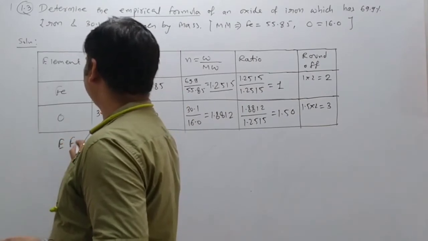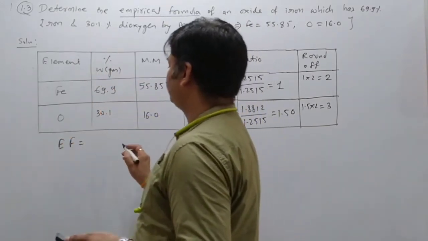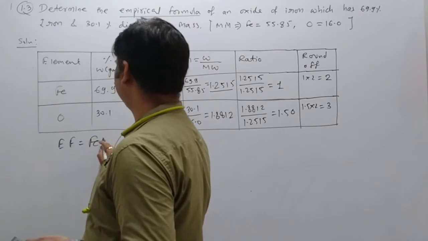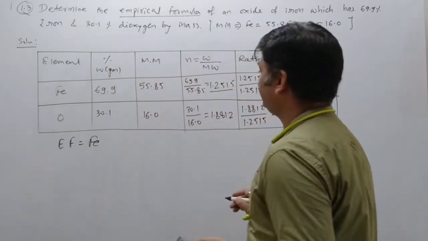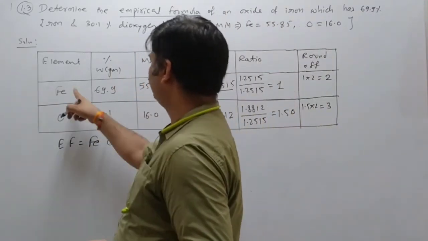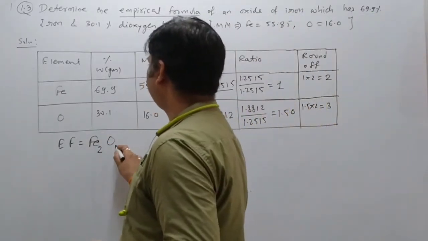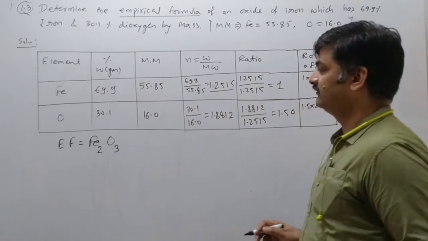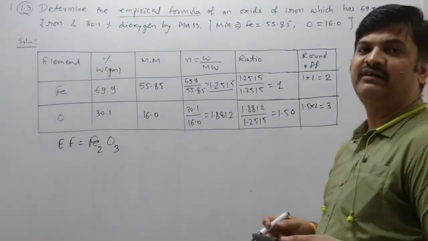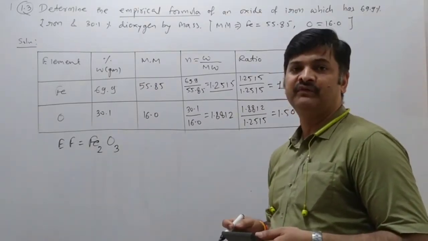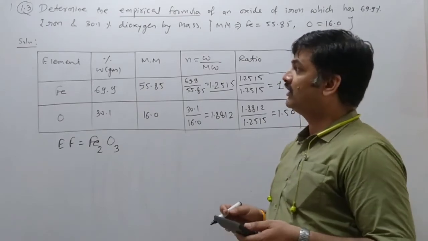Here the empirical formula. तो चलो this is Fe and this one is O. In case of Fe, 2 is there. And in case of oxygen, here we can say that 3 is there. Clear? So this is the empirical formula of iron oxide.